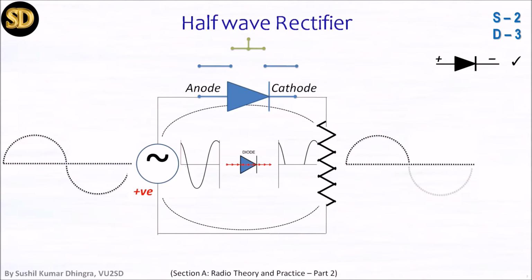Now in brief, just remember the image shown on the right side. When the anode is positive it will work, and when the anode is negative with respect to the cathode it will not work. This image will help you to understand further.